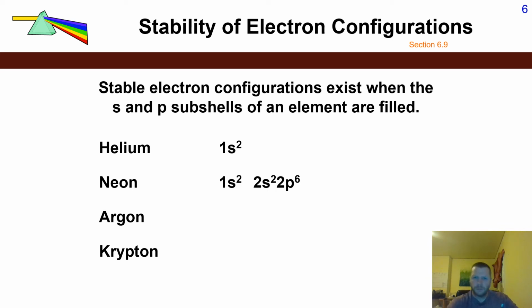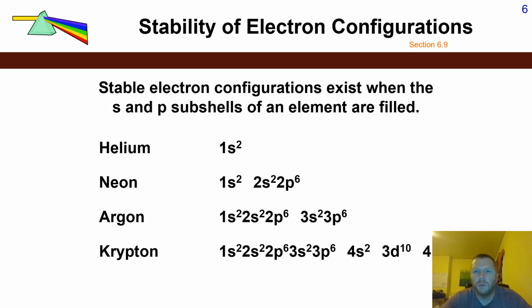Okay, neon. We just did the electron configuration for neon. 1s2, 2s2, 2p6. That second p orbital is completely filled up. Argon is going to be 1s2, 2s2, 2p6, 3s2, 3p6. Krypton, I'm going to rewrite this, 4p6. So that goes 1s2, 2s2, 2p6, 3s2, 3p6, 4s2, 3d10, and 4p6. So all of these are examples of very stable electron configurations.